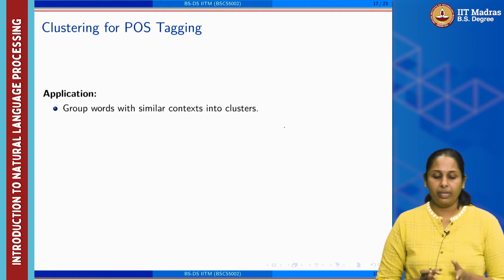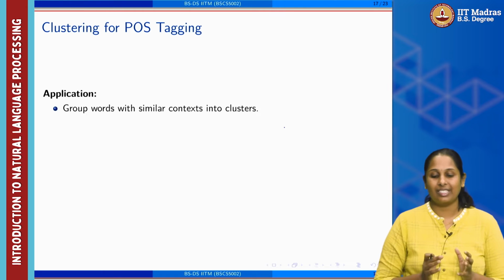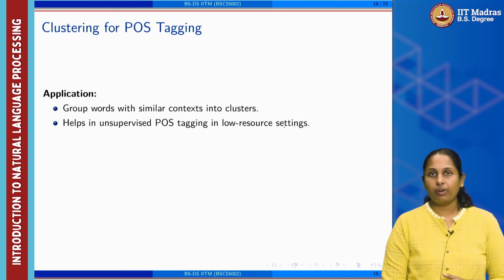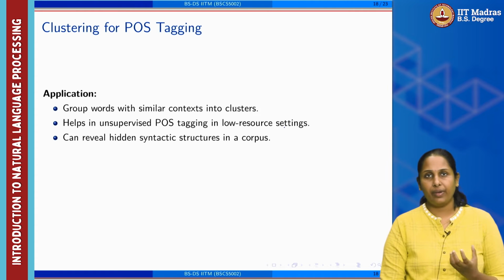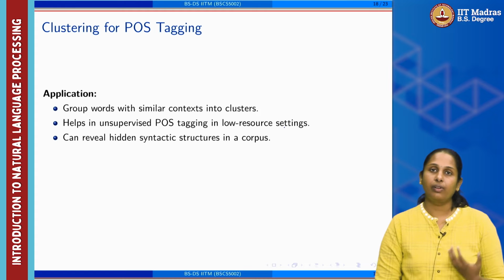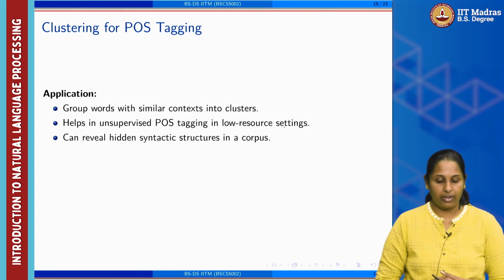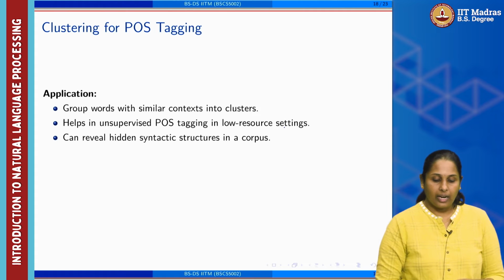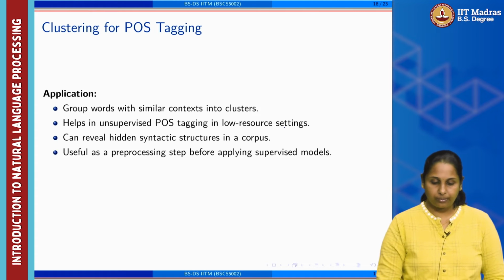This has been applied to POS tagging. As we said, we group words with similar context into clusters, and it helps in unsupervised POS tagging, especially in low-resource settings where we have very little data and an unannotated data set. K-means clustering would be a very effective way of building the POS tagging, and it can also reveal hidden syntactic structure in a corpus.